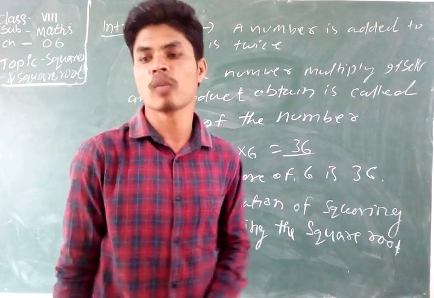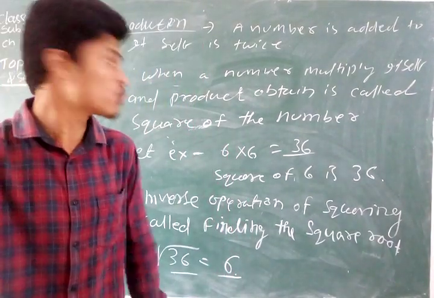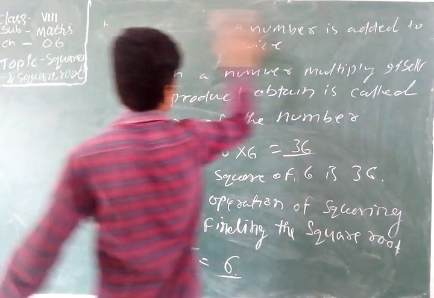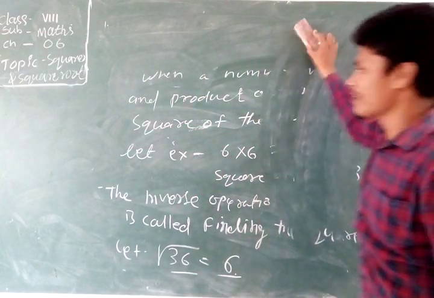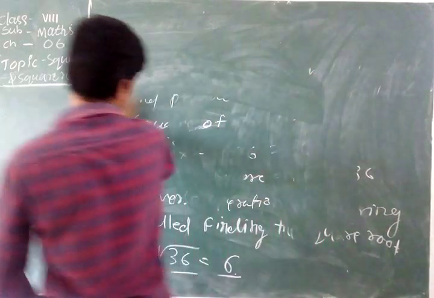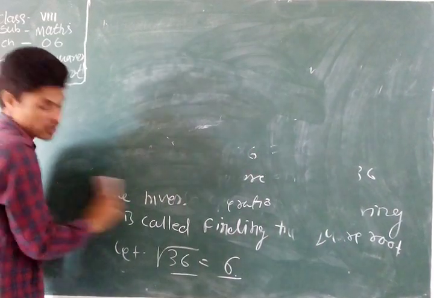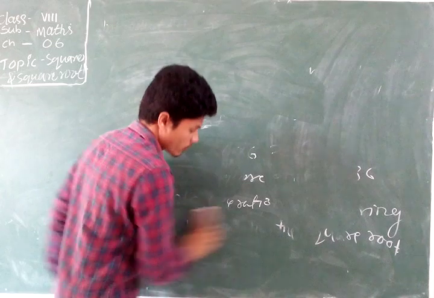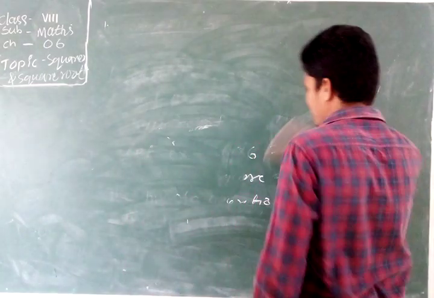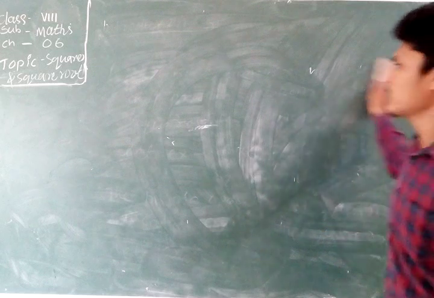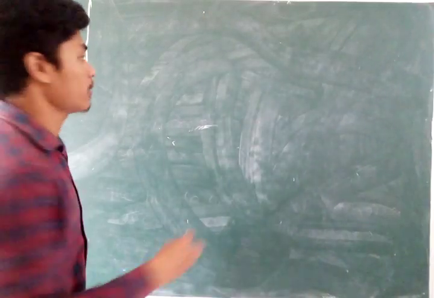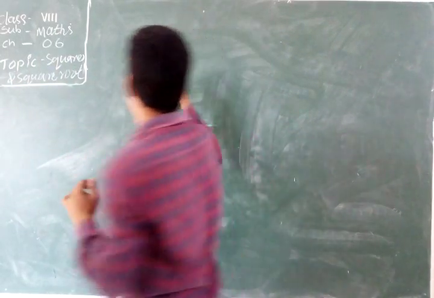Now we will learn about some numbers, the table of squares. Already you know the square and the square root. Square means if any number is multiplied by itself, the obtained product is known as the square of the number. Its inverse, just the opposite, means here we multiply, here we divide, and that is the square root. Now we will see the table of squares up to 20, which you already know from before.